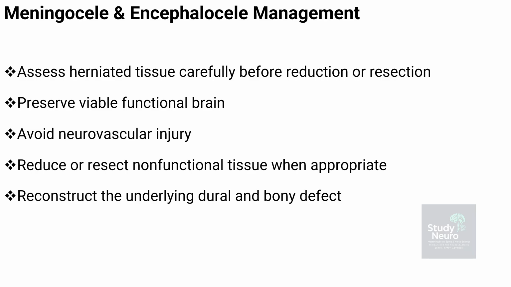The principles guiding encephalocele and meningocele repair begin with preservation. First, determine what tissue is viable and functional, and protect it from unnecessary manipulation. Next, identify and avoid critical neurovascular structures. Only clearly non-functional tissue should be considered for reduction or resection. The final goal is durable separation of the intracranial and extracranial compartments through secure dural and bony reconstruction.